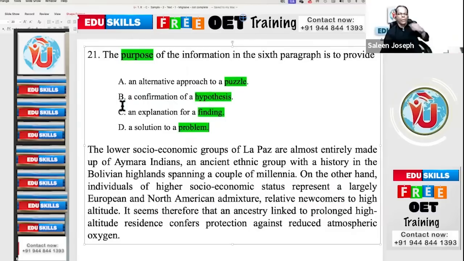These are the concept-based edging words, but the differentiating edging words are solution, explanation, confirmation, alternative approach. Now let's read.